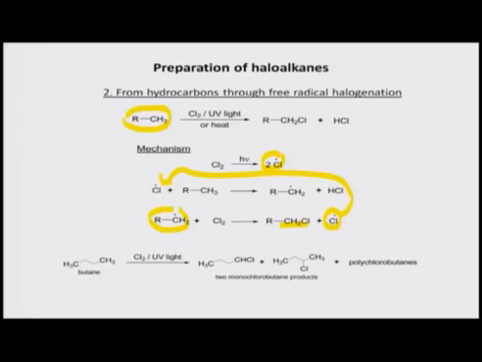Not only that, the product that has formed in this case, which is RCH2Cl, also has additional carbon-hydrogen bonds. So, the chlorine radical can further react with the product that is already formed and lead to multiple halogenations, or multiple chlorinations in this case. This is one of the major disadvantages of this reaction. So, its synthetic application, although the reaction in an equation looks simple, is not much. This is one of the limitations.